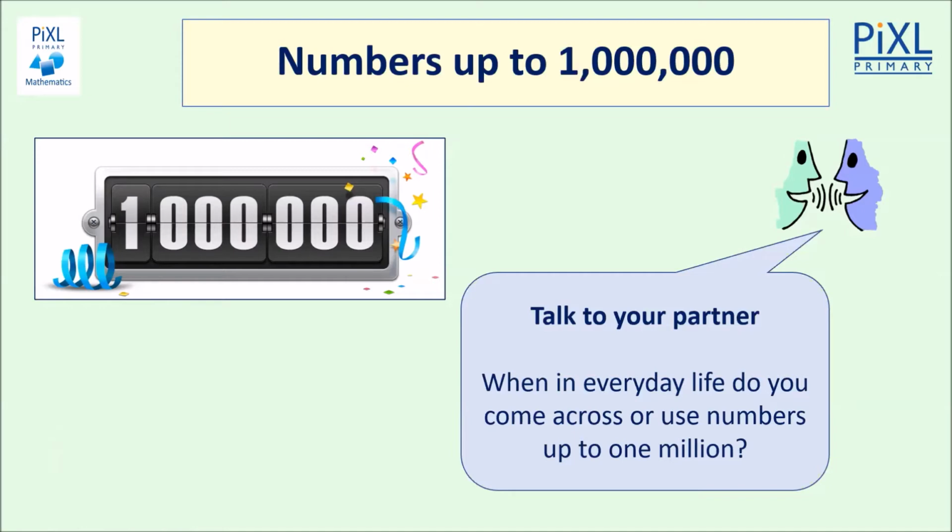Excellent. Welcome back. There are loads of times you'll see numbers up to 1 million. If you're very, very lucky, it could be because of money. You could see it as the price of a very expensive house or a very expensive object. You might see it in world populations. You might see it in lots and lots of objects. There are lots of times that you will see things up to 1 million.